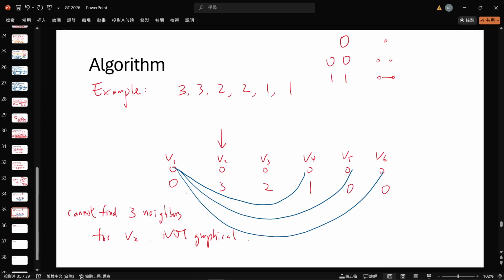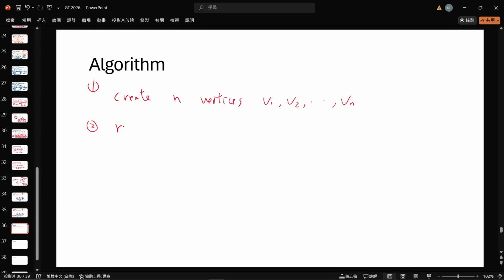And I'll use a variable to store these numbers below the vertices. So these are like the remaining degrees. So I'll use R. Initially, the remaining degrees are just the input, okay? So this is like the initialization step. After that, we can start our for loop. In every round, we will first pick a vertex.